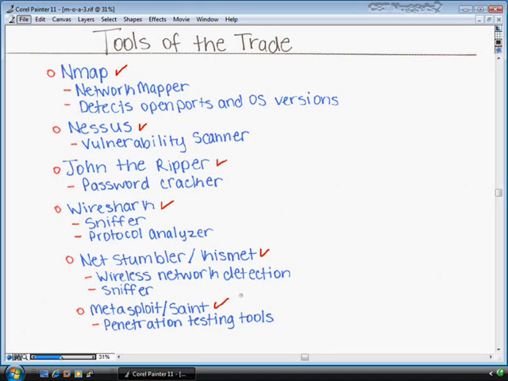And the thing I want you to understand fully about these penetration testing tools like Metasploit and Saint, in the hands of people with good ethics, they're great things. But in the hands of people with bad ethics, they can really hurt you. So you want to understand exactly what these tools are, and those are some of the tools of the trade that you need to be familiar with.